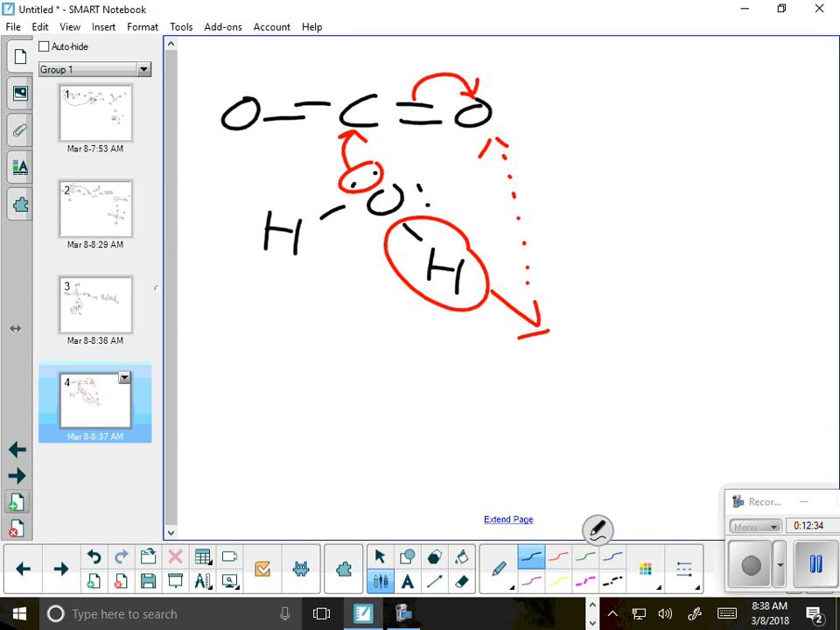Because if I drew the Lewis dot for carbonic acid, excluding the electrons, sorry, this is a double bond right here. This would be the Lewis dot for carbonic acid, H2CO3.